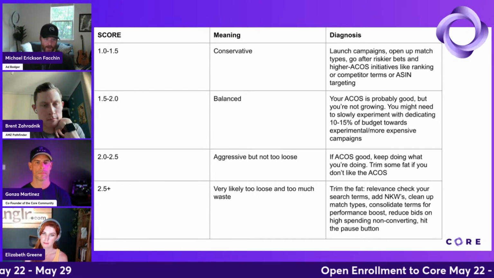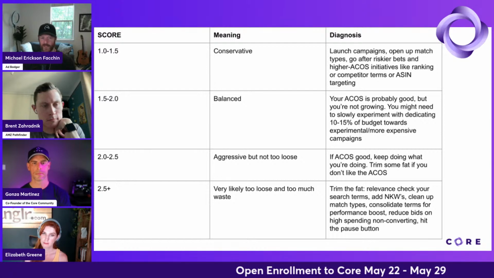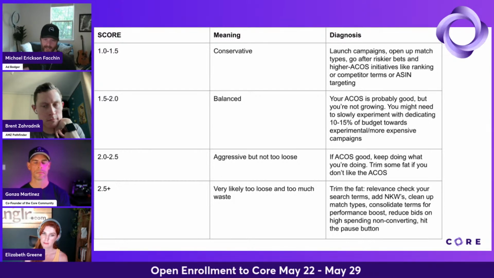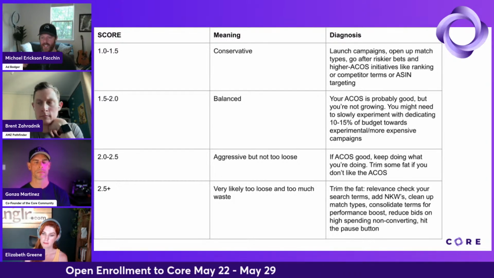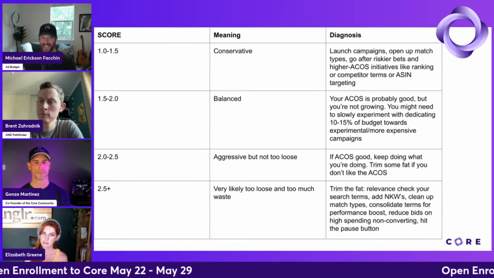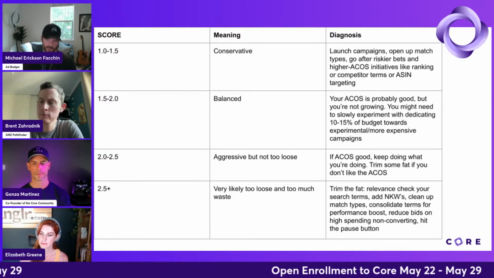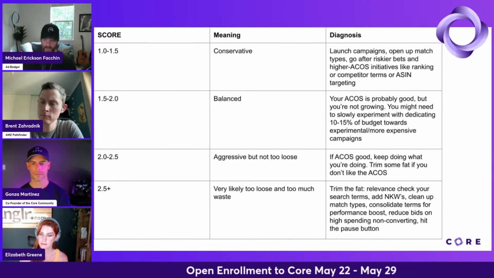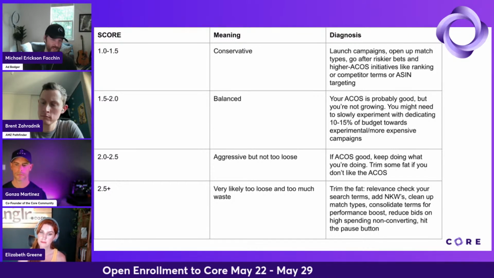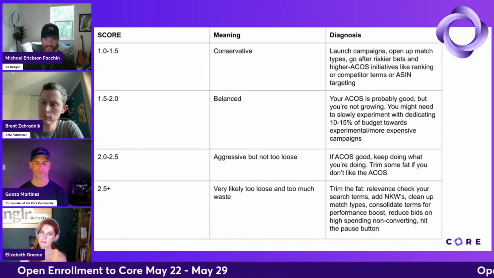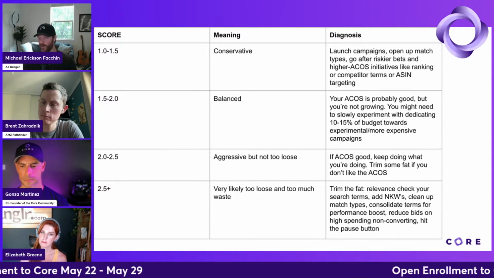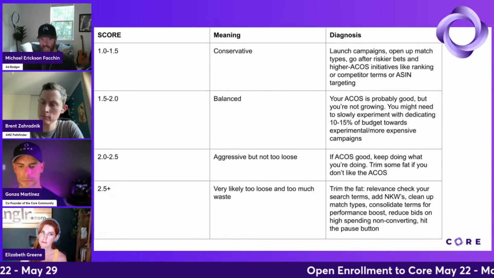When your ACOS Power Ratio is very close to 1, that means you're very conservative. And you can use this as a diagnosis tool where you say, okay, when I'm really close to 1, that's my time to step on the gas. I'm going to be launching campaigns. I'm going to be going after different match types, going after riskier bets like high ACOS initiatives, like trying to rank for a competitor term or ASIN targeting. Really step on the gas.